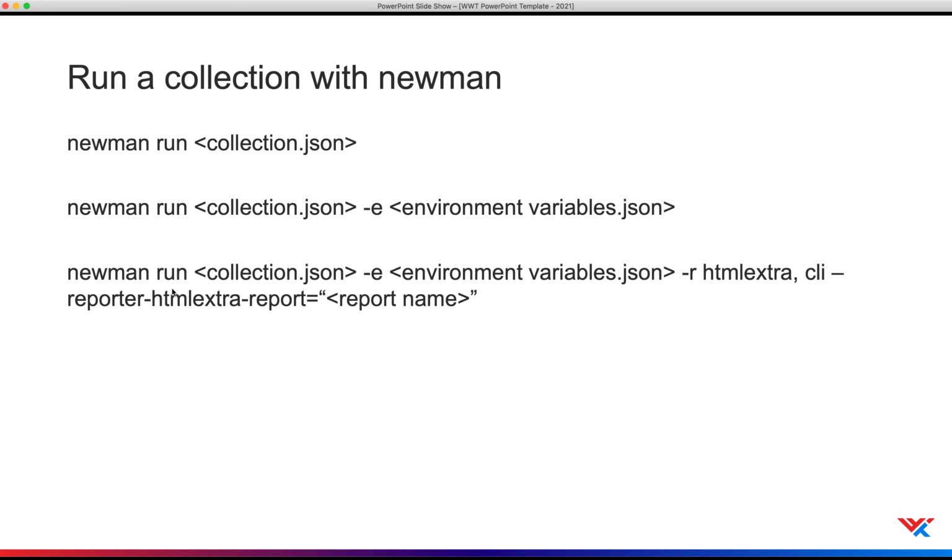So the command is newman run, as usual, collections file -e environment variables file, and then we specify the reporting formats with a -r. We say we need an HTML extra report, and we're also keeping the CLI report. Then we also specify the location of the HTML extra report that's going to be generated.